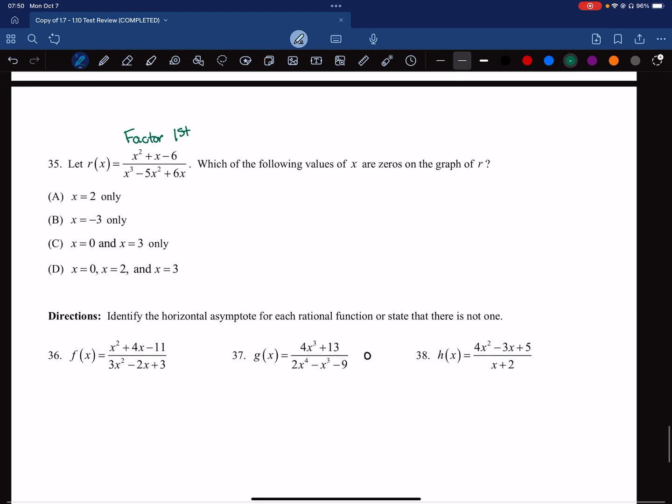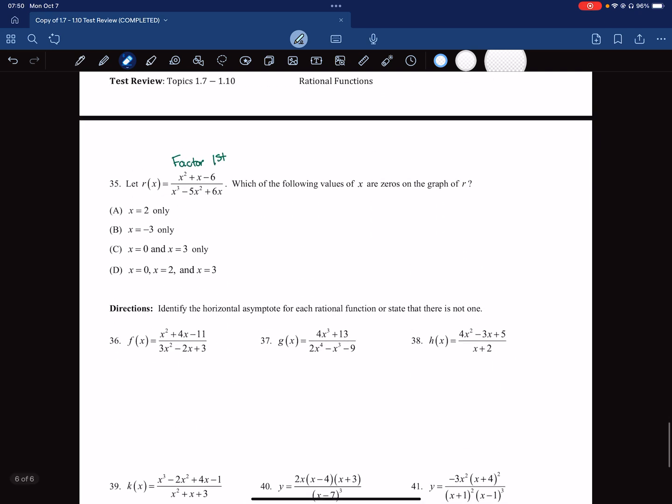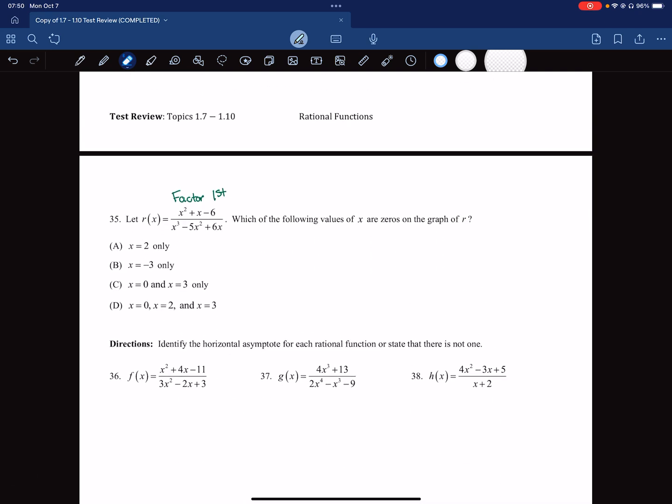And then 36 through 41 is just looking for the horizontal asymptote if there is one. So that's using the BOBO, BOTTEN, and EATS-DC. So if you have any questions, make sure you ask before your test. That way you can get help.